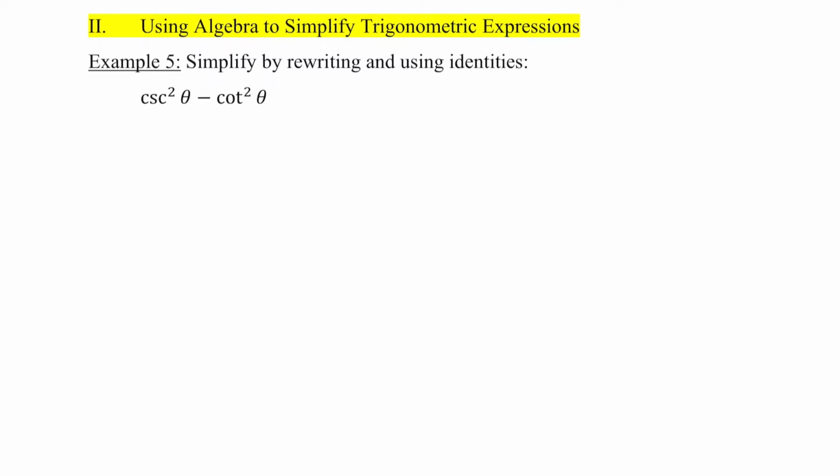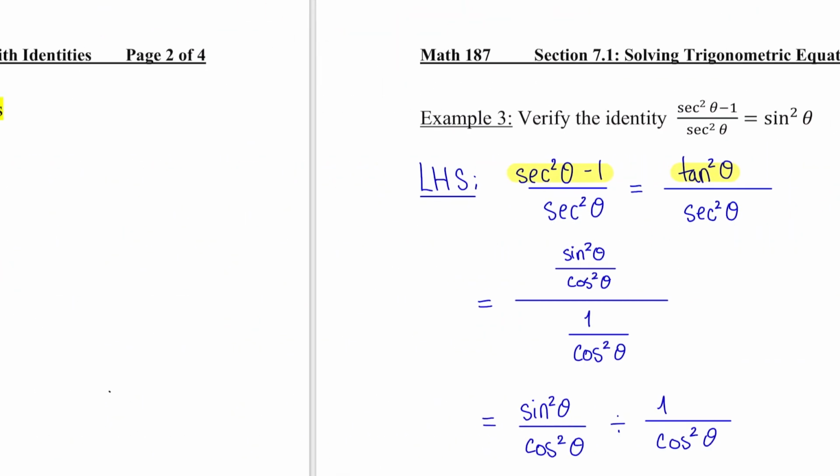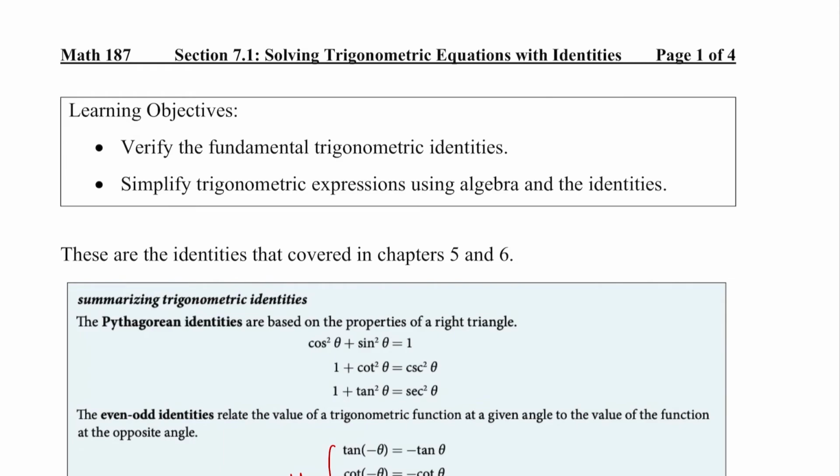Example 5. Simplifying by rewriting and using the identities. I have cosecant squared theta minus cotangent squared theta. I want to simplify this. Cosecant squared, cotangent squared. I think I can use the Pythagorean identity. So let's go back to the identity page. I have 1 plus cotangent squared theta equals cosecant squared theta. So I'm going to use this one.